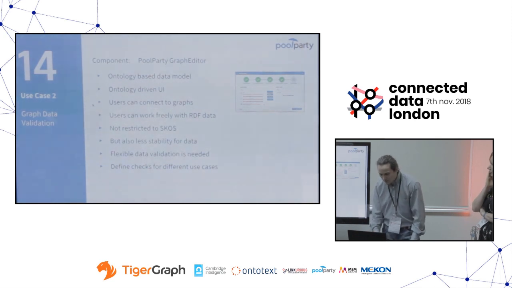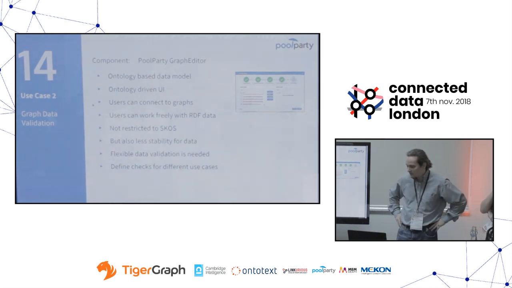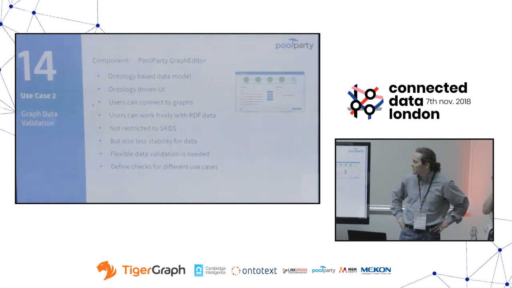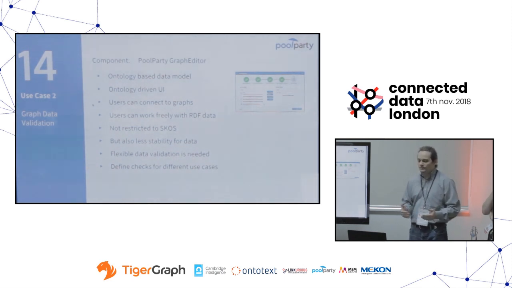The next example is about the PoolParty graph editor, which is not based on SKOS, so it's based on ontologies. It actually generates the UI based on ontologies. It's a filtered search where you can select the filters based on the ontology elements, the classes and properties, and you can define some conditions. And the result is, in this case, not a tree, but a tabular view on the data.